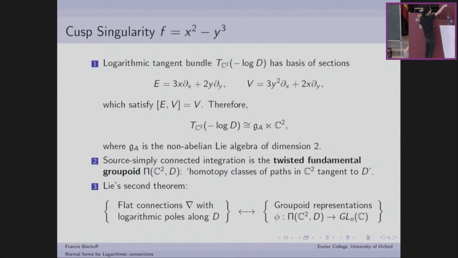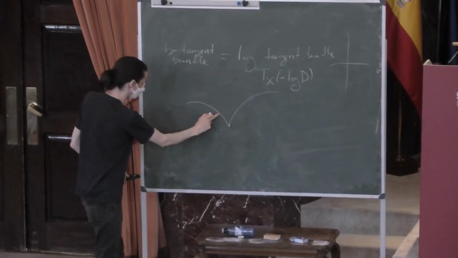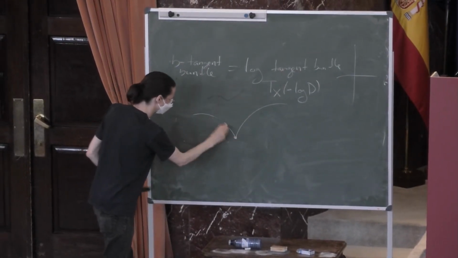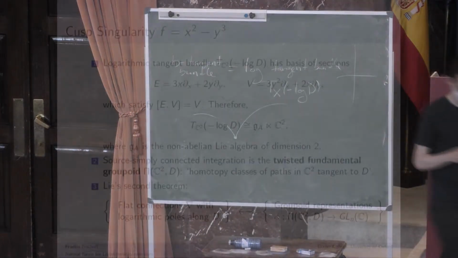So the first thing that I want to do is integrate this to a groupoid. This is possible by a criterion of Crainic-Fernandes, because the anchor map for this Lie algebroid is generically injective. So we know that we can integrate it. And I want to take the source simply connected integration, and this is what's called the twisted fundamental groupoid. You can think of it, as a first approximation, as homotopy classes of paths in C2 that are tangent to this thing. So either they lie in the complement, or they lie along the smooth part, or they're stuck at this point. It's not completely accurate, but I think it's a good way of thinking about it.